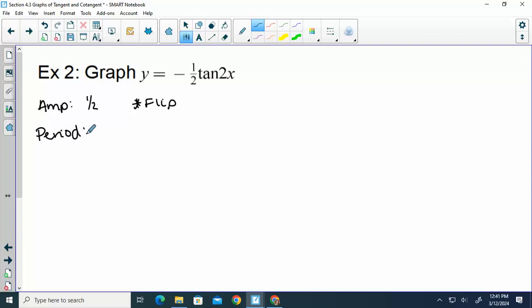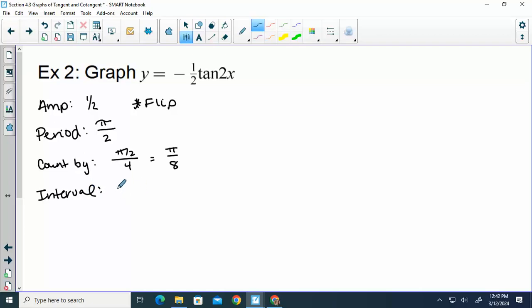Normal period for tangent and cotangent is pi, divided by the number in front of x, so pi over 2. For the count by, we take our period and divide by 4, which is pi over 8. Strongly recommend doing an interval every time for tangent and cotangent.